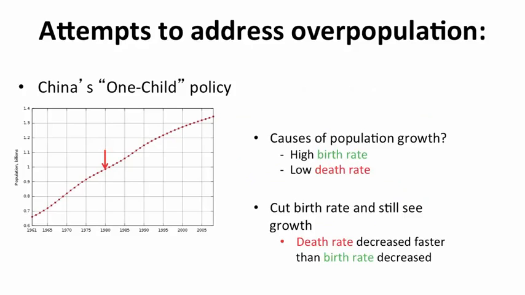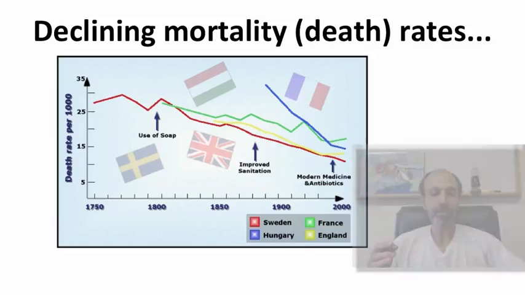Well, why is that? Again, we have two causes of population growth: high birth rate and low death rate. So we can cut the birth rate, but we still see growth. What that means is that the death rate is decreasing faster than the birth rate is decreasing. Now, that's not intrinsically a bad thing. Obviously, we like decreasing our death rate. We don't want to have people just die willy-nilly, of course. But this is a problem in terms of how many people are on the planet.